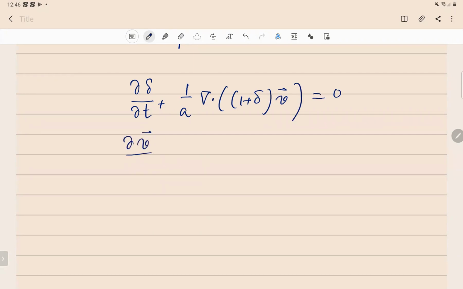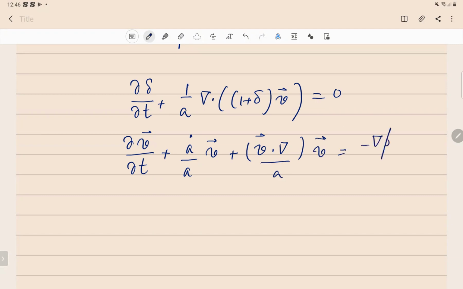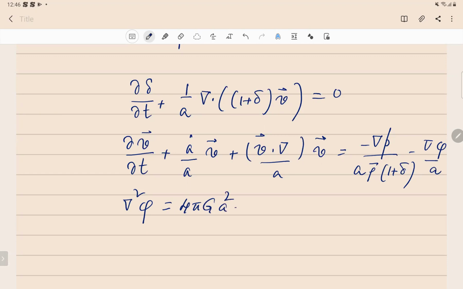Then we have ∂v/∂t plus (a-dot/a) v plus (v·∇/a) v equals minus ∇p, where this is the small p divided by a ρ̄(1 + δ), minus ∇φ/a. And then you have ∇²φ equals 4πG a² ρ̄ δ.